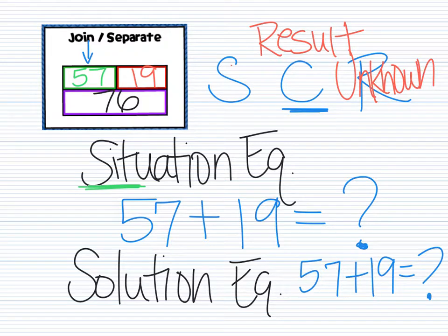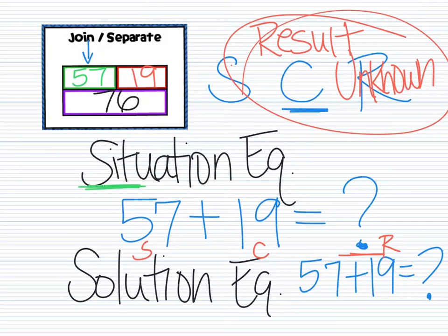It was a result unknown because in my situation equation, you see how my question mark is at the end. I knew my start, I knew my change, but I did not know my result number. Looking at my word problem, going straight through, I had number, then my question mark. So this was a result unknown word problem. And my situation and solution equation were identical because there's only one way to find a result unknown problem. Let's try another one.